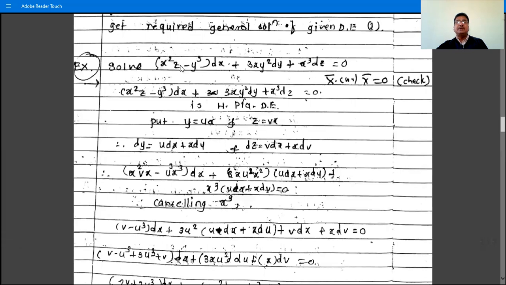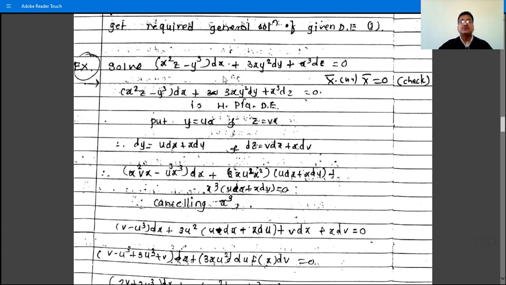Because if you observe the coefficient of dx, that is P, the coefficient of dy, that is Q, and the coefficient of dz, that is R, then P, Q, R, all three are homogeneous functions of the same degree, and the degree of P, Q, R is 3. Therefore P dx plus Q dy plus R dz is equal to 0 is a homogeneous Pfaffian differential equation.